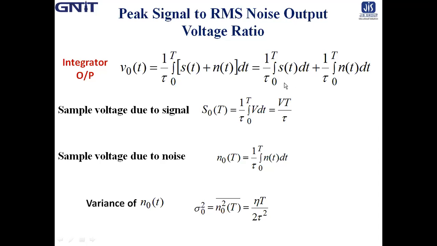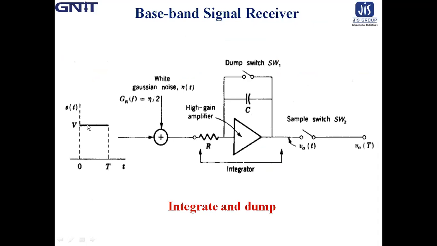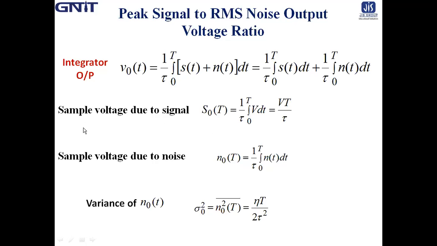So s(t) we are considering is plus V. So it will be VT. After integrating, it will be VT by tau. Now the sample voltage due to noise is the second part, that is 1 by tau integral 0 to T n(t) dt.